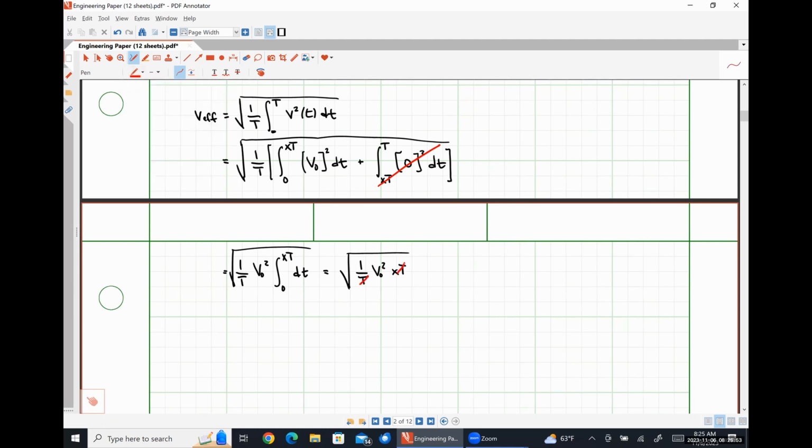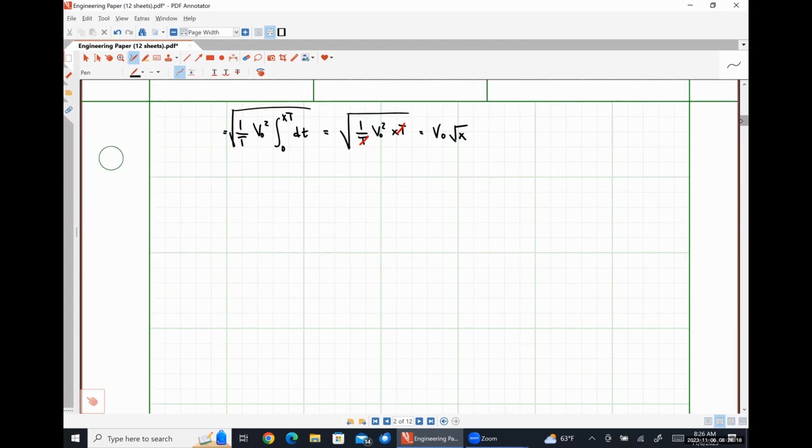These T's cancel each other out. And what we wind up getting is simply V naught times the square root of our duty cycle. So that is the effective value. Let's now look at something a little different.